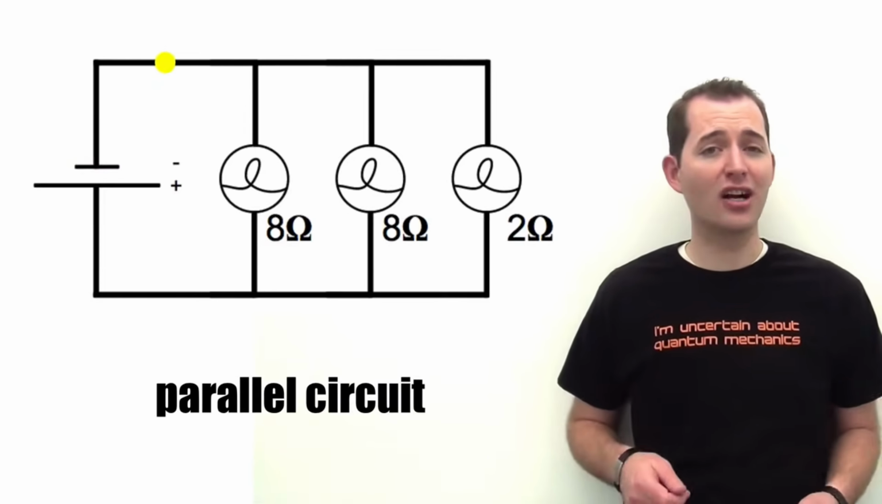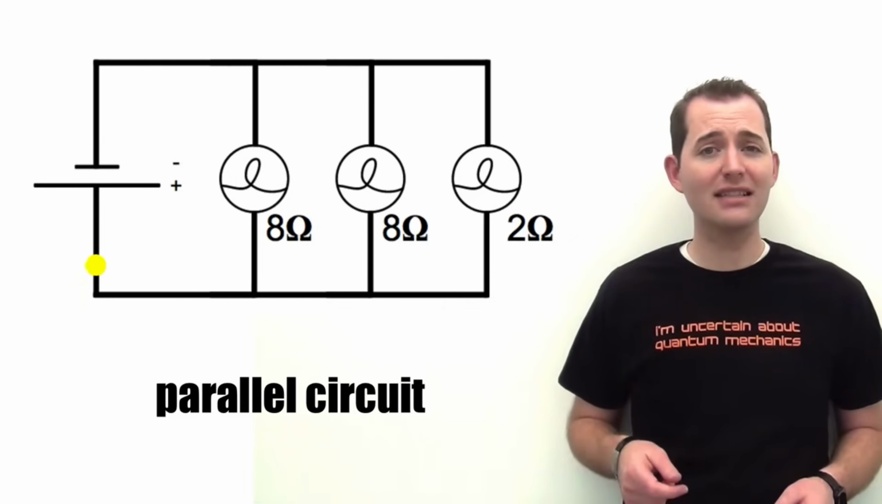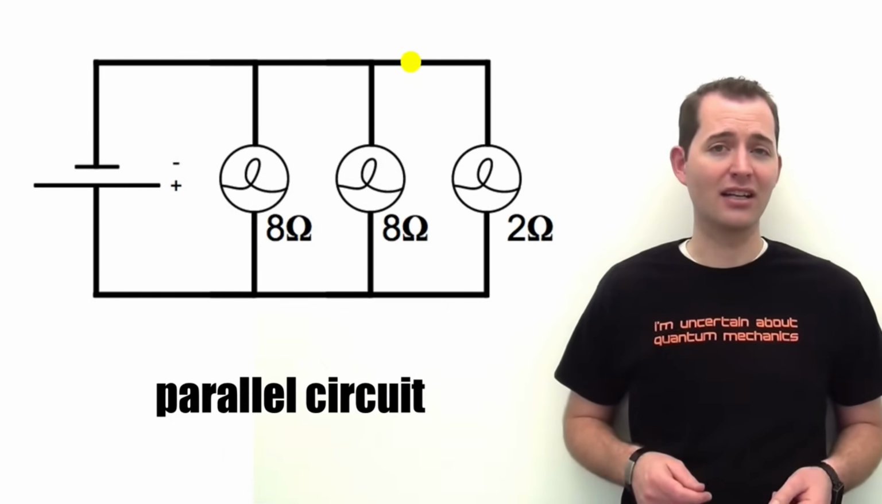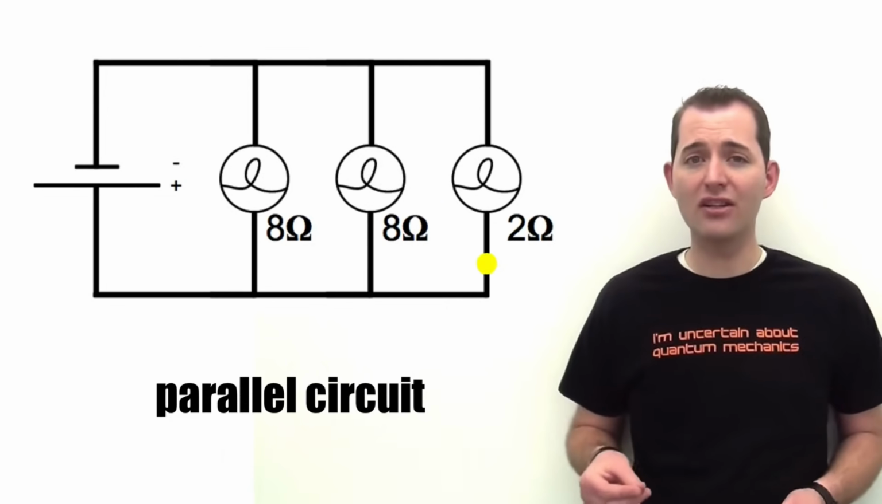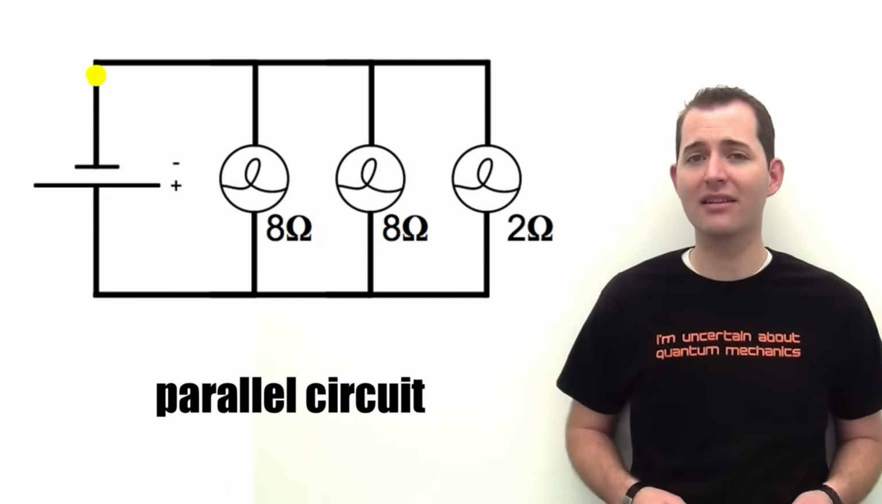Let's now look at the resistance in a parallel circuit. Again, if we follow that single charge as it moves around our example parallel circuit, we can see that it has multiple paths or multiple ways it can move around the circuit. And each single charge will only pass through one bulb on its way around the path.